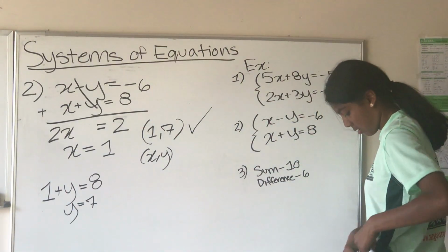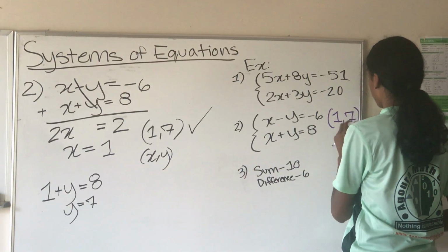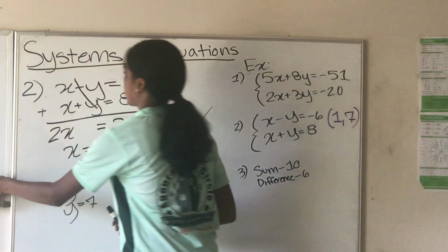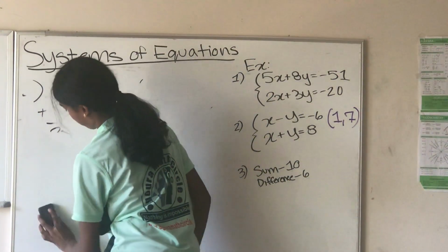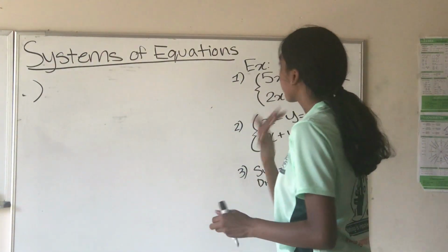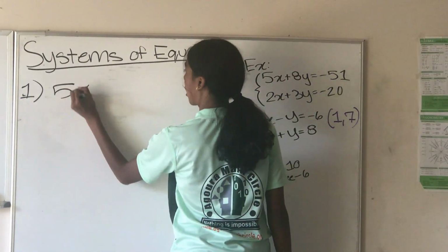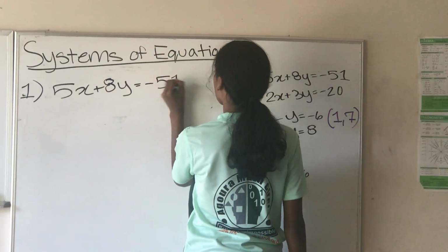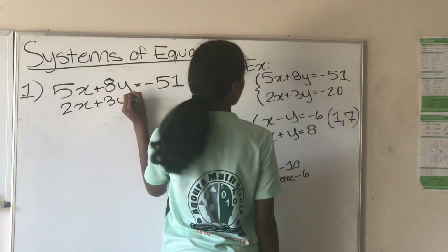So I am going to put that here. And now let's move on to the first one. This one's a bit harder. We have 5x plus 8y is equal to negative 51. And then 2x plus 3y is equal to negative 20.